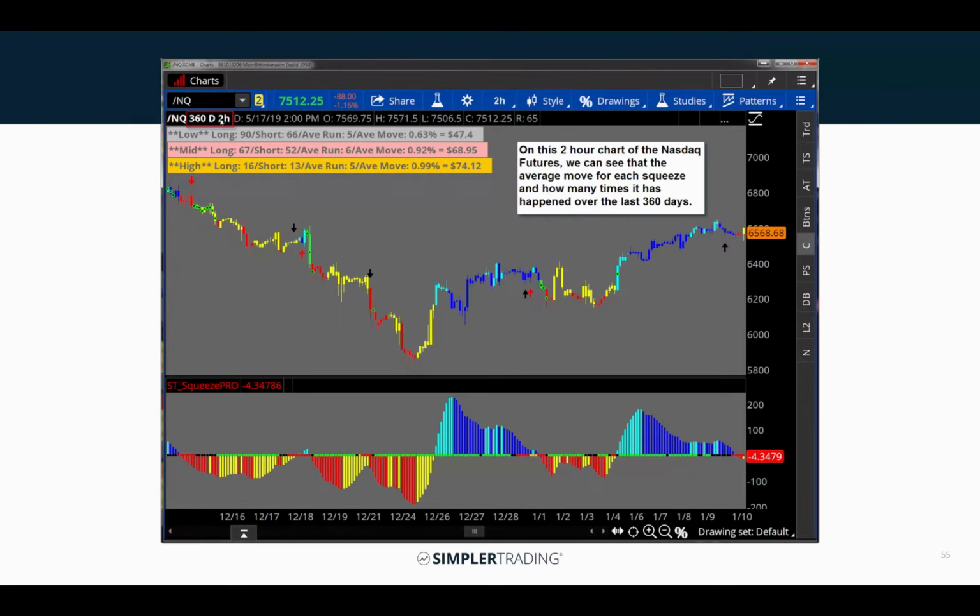So NASDAQ, here's a 2-hour chart. So same thing here. You can see that the black dot squeeze, over a year, 90 longs and 66 shorts. Okay, average move is 47 points. That's a lot of at bats. The red one was a little better. You got a little fewer signals, but average move 68. And then the high one, the orange one, you didn't have that many, but the average move was clearly more, almost twice as much as this one. Huge important data there.